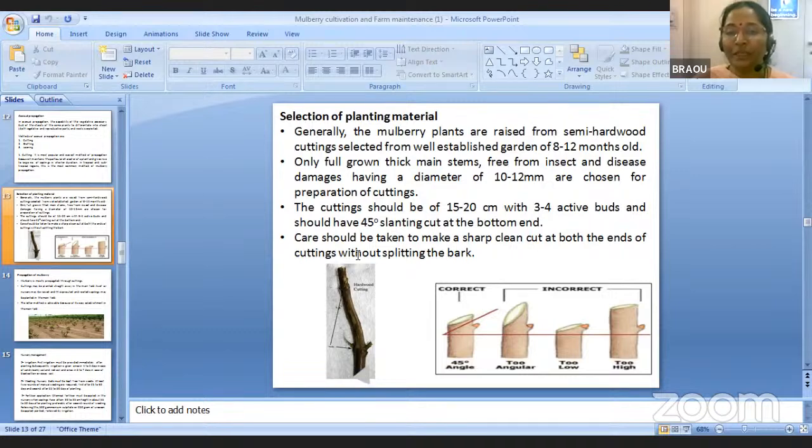Care should be taken to make a sharp, clean cut on both sides, because both sides have to be cut very clean. Otherwise, if you make a mistake there, if there is some tear or damage, the plant is not going to grow. So that is the minimum requirement you have to take when you're doing cutting-type propagation.